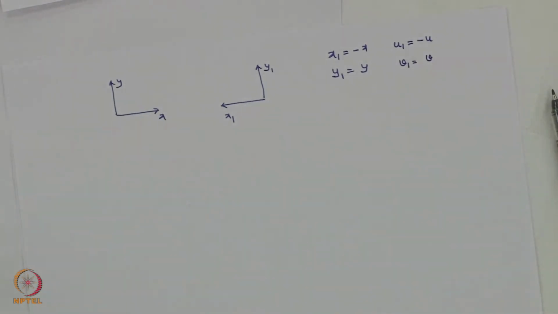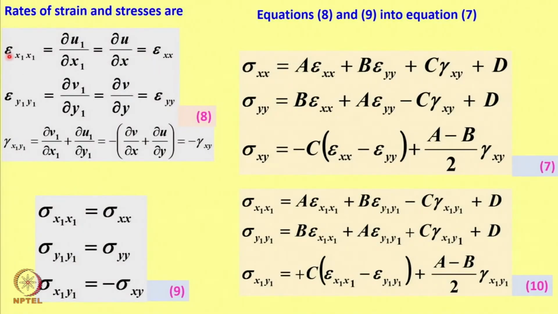So getting back to the slides again. What will happen? Epsilon x1 is equal to del u1 by del x1. u1 is minus u, x1 is minus x, so minus minus gets cancelled. So you get plus del u by del x only. Similarly, del v1 by del y1 is del v by del y. So gamma x1 y1 equal to del v1 by del x1 plus del u1 by del y1. Here you have x1 as minus and u1 as minus. So you get minus del v by del x plus del u by del y, that is minus gamma xy.